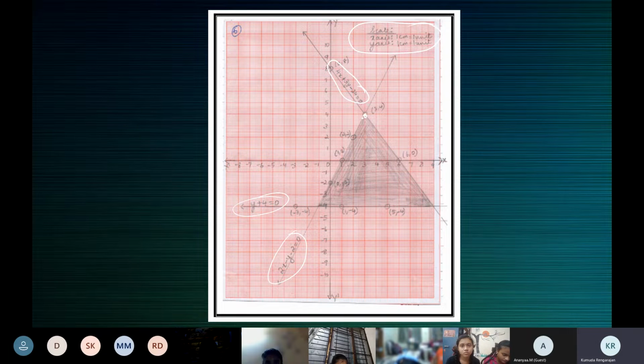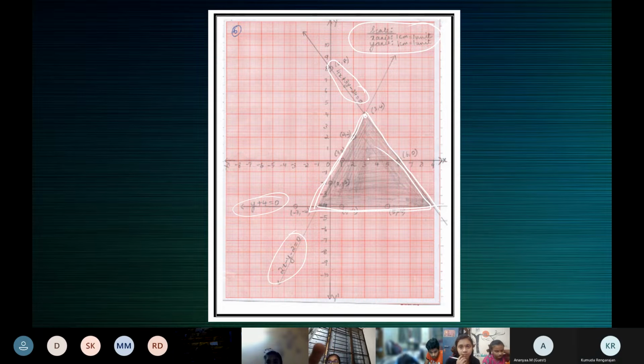So this side is a part of this line, 2x minus y minus 2 is 0. This side is a part of y plus 4 is equal to 0. And this side is a part of 4x plus 3y minus 24 is equal to 0. The triangle should have segments of the three lines.